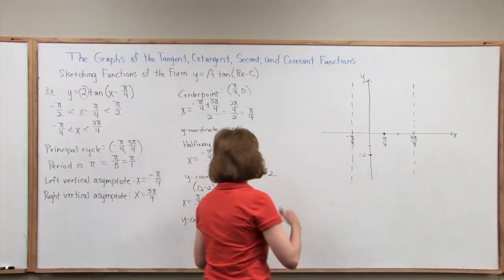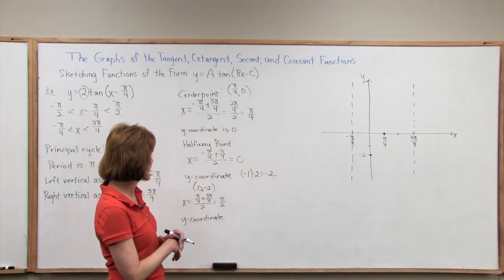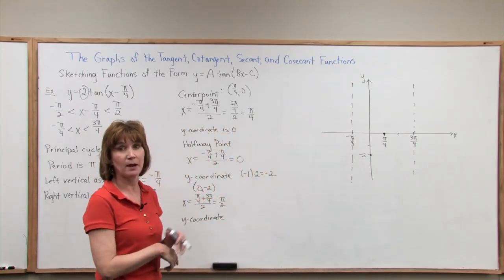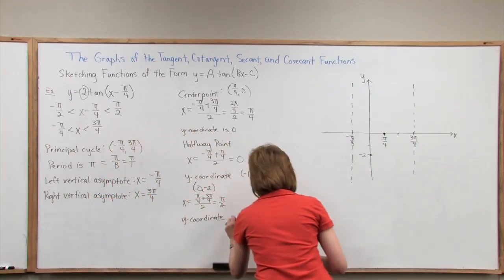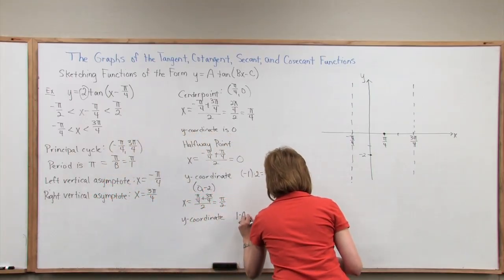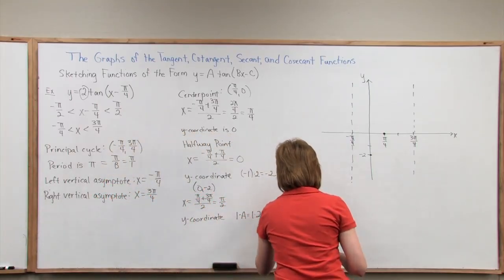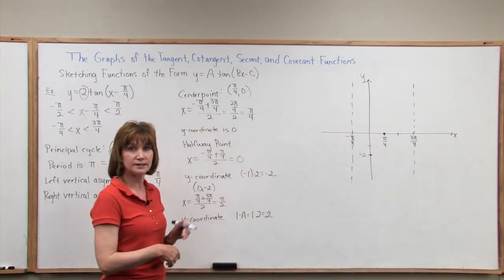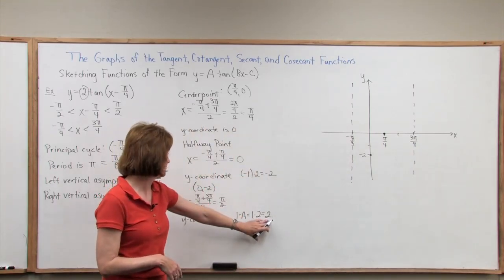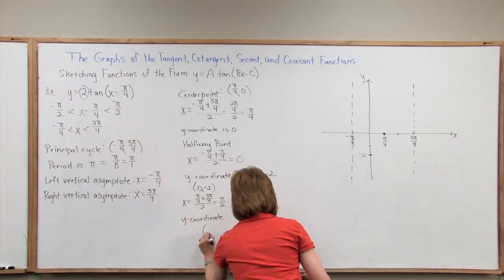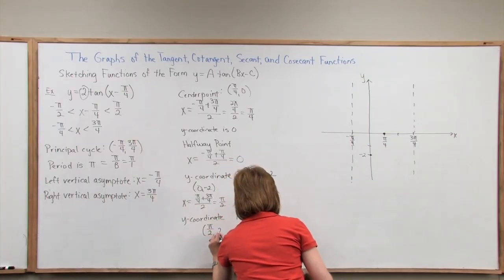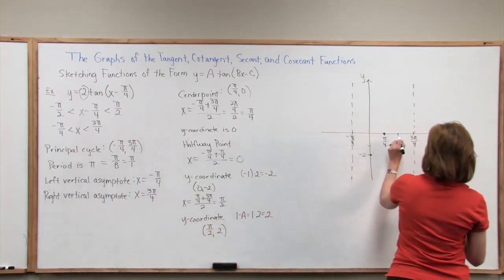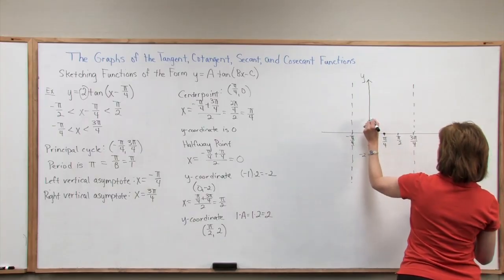The y-coordinate is going to be, recall the y-coordinate to the right of the normal tangent, y equal tan x, is positive 1. So you're going to multiply that positive 1 times a, which in this case is 2. So the y-coordinate of this halfway point is going to be 2. So this point will be pi over 2, 2. So we'll plot that point.